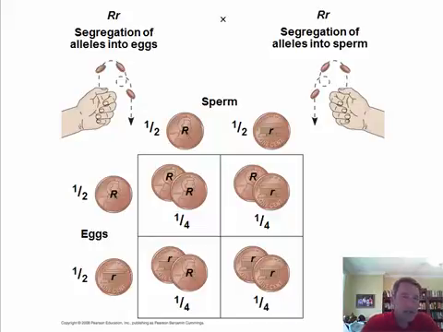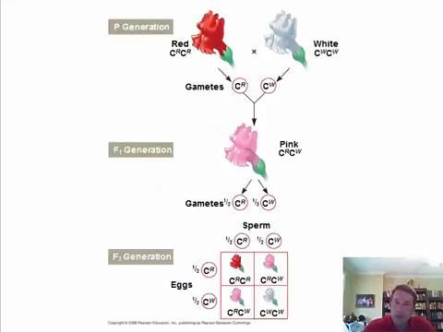Now, there's variations on Mendel's principles. The principle is that you pass on one of these alleles and the dominant will out-express the recessive. But there are some variations on this. One of the variations is incomplete dominance. And so incomplete dominance is when we have an allele that is not completely dominant over another allele.